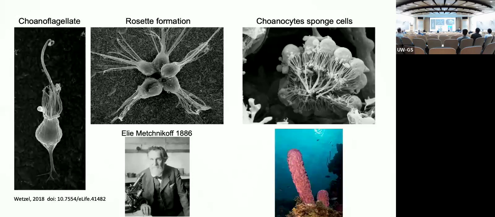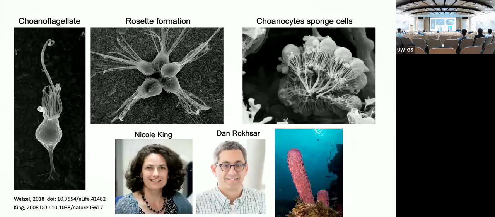This is before this type of imaging existed, which is pretty amazing. And then 122 years later, a pair of researchers at UC Berkeley, Nicole King and Dan Roxar, were able to prove using genetics and genomic technology that choanoflagellates are indeed the ancestor to all common multicellular animals.